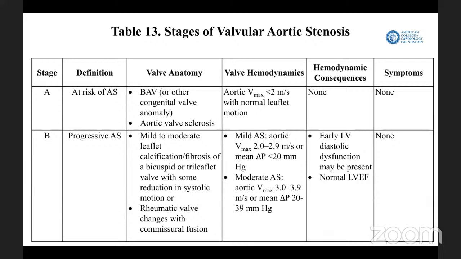In terms of valve hemodynamics, usually for aortic stenosis, the aortic velocity is less than 2 meters per second with normal leaflet motion and with no hemodynamic consequences and no symptoms. For stage B, for patients with progressive aortic stenosis, mainly mild to moderate severity and asymptomatic.